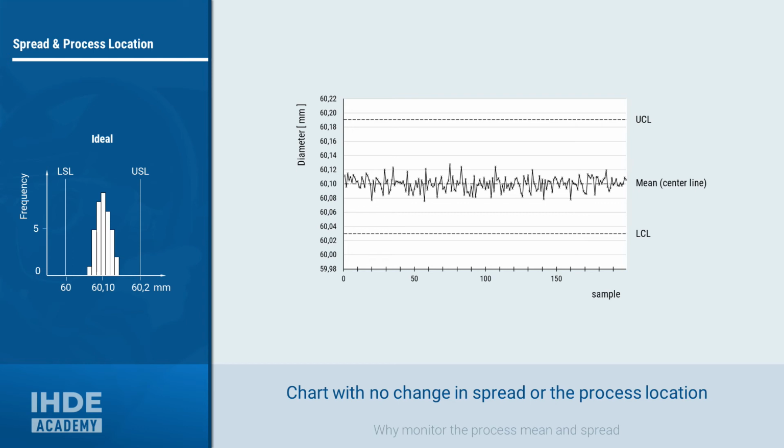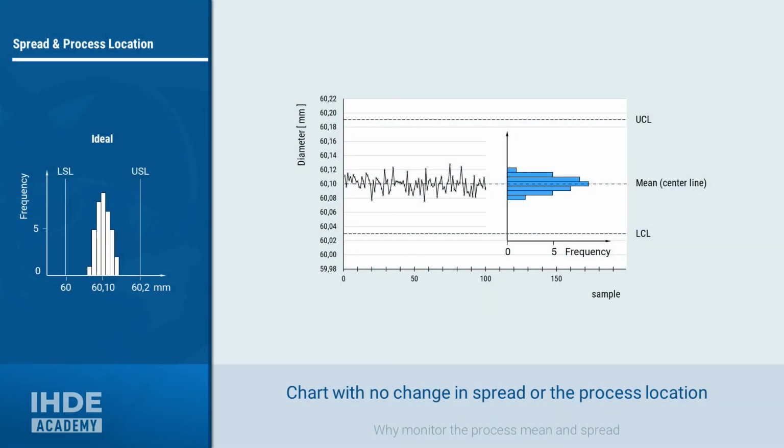An ideal value curve of 200 values in a quality control chart would look something like this. The process location is in the middle of the specification limits and runs horizontally without jumps. The values only scatter slightly around the center.